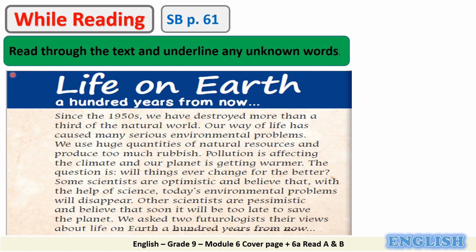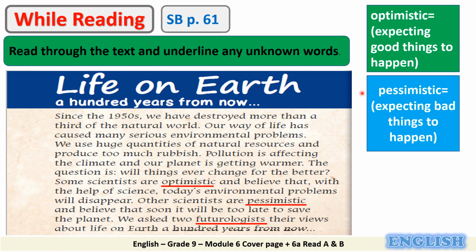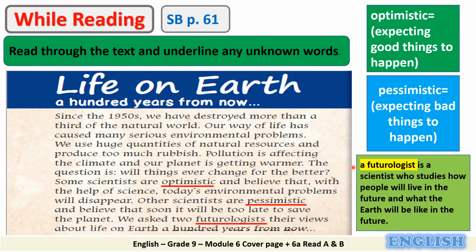After reading through the text, maybe you underlined words such as optimistic or pessimistic or futurologist. What's the meaning of optimistic? Expecting good things to happen. What's the meaning of pessimistic? Expecting bad things to happen. What's the meaning of a futurologist? A futurologist is a scientist who studies how people will live in the future and what the earth will be like in the future.